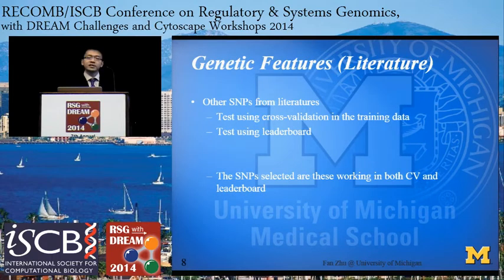We did a brief literature mining to generate a list of SNPs that is reported to relate either the risk of having the RA or the response of anti-TNF treatment. For each SNP in the list, we first evaluate using cross-validation in the training data, and we further evaluate using the leaderboard. So we only keep the SNPs that works in both cross-validation and the leaderboard.